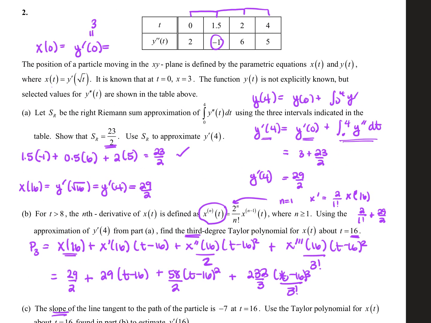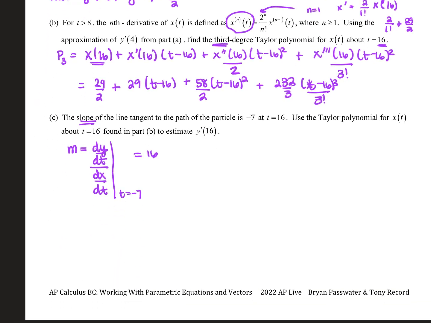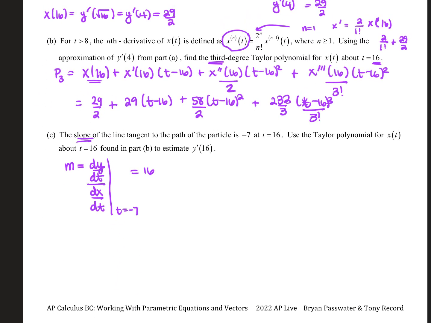now we don't have a relationship for x prime or y prime, so I'm not sure if that's the way to go. So they're telling us to use a Taylor polynomial in the previous part, part B. So we do know that y prime of 4 is equal to the same thing as x of 16. So we can plug in 16 into here and it'll give you an approximate, which would be 29 halves.